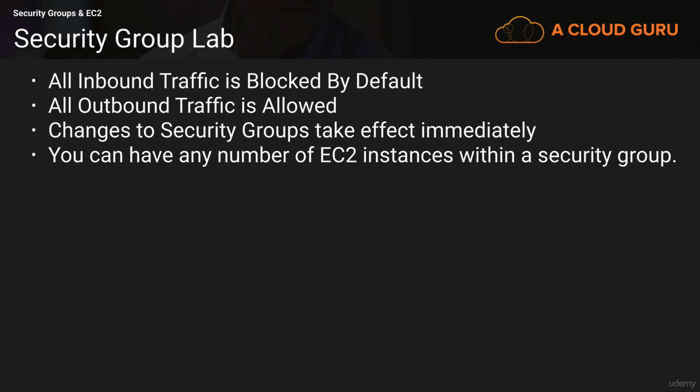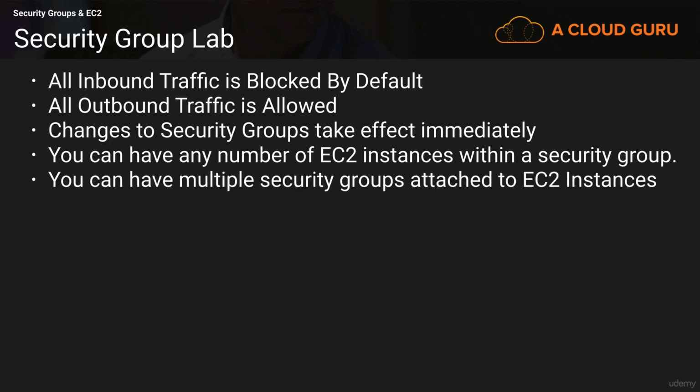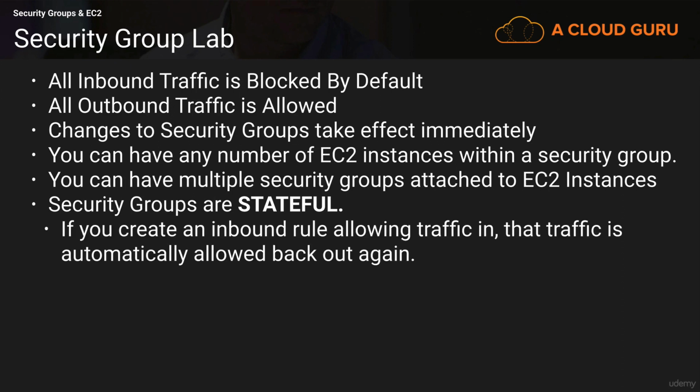We then learned that you can have any number of EC2 instances within a security group, and also that you can have multiple security groups attached to an individual EC2 instance. Because you can't have deny rules, you can only have allow rules, you're not going to get any conflicts there. It's just going to add up all the allow rules and then go from there. And then we learned, and this is really, really important, that security groups are stateful. So what do we mean by that? Well, when you create an inbound rule allowing traffic, that traffic is allowed back out again automatically.